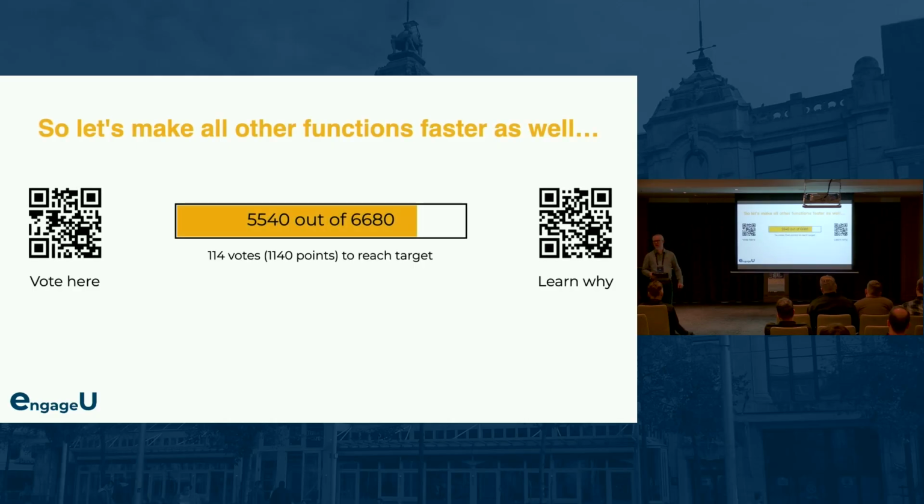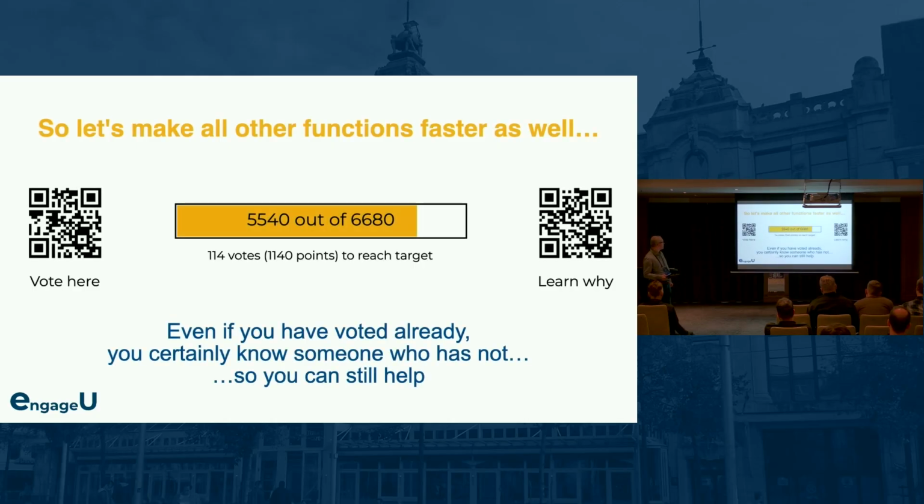Which leads me to my initiative. This is a picture from this morning. We are still looking for 114 people to vote for a faster calculation engine. If you have not voted yet, please do so, because everyone, including you, is going to benefit when Claris finally makes the calculations faster. And if you have voted, ask someone who has not, because that's going to help as well. So that's it from me, and I'm ready for questions.